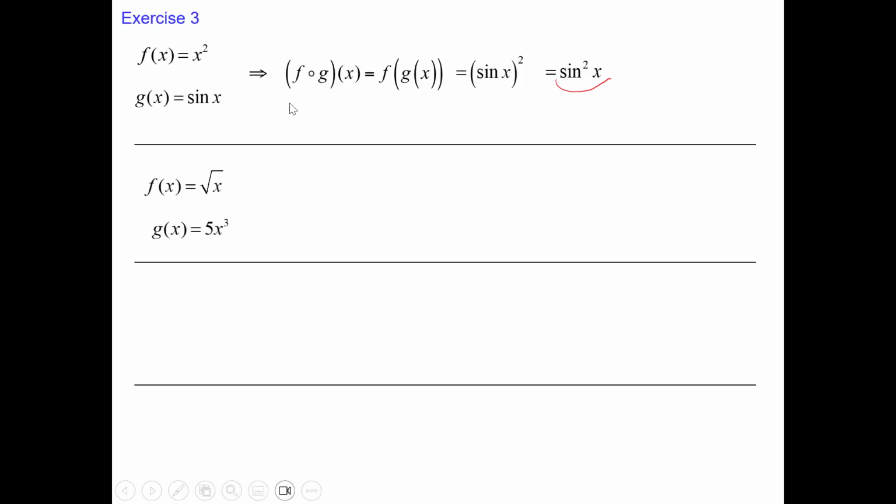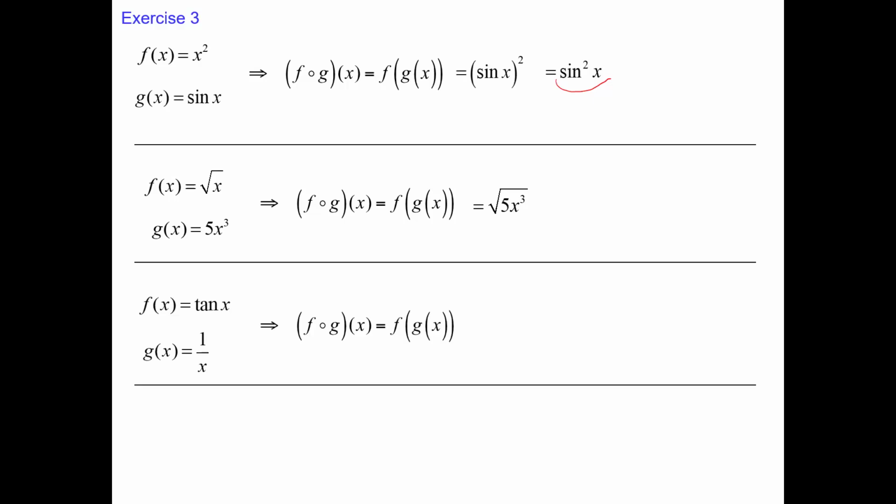Okay, square root of x and 5x cubed. When we say the square root, yes, square root is the outer function, we can just put square root of the function g of x, 5x cubed. Now one more, tangent of x and 1 over x. When we combine f and g, f, tangent of x, is the outer function. Instead of x, we will replace x with 1 over x, tangent of 1 over x.